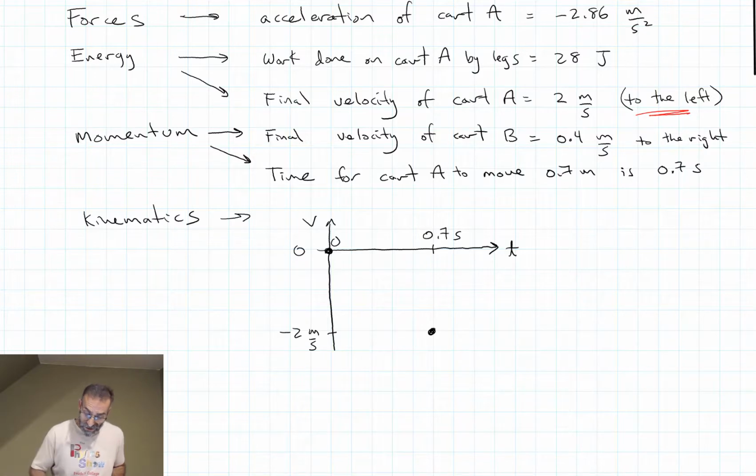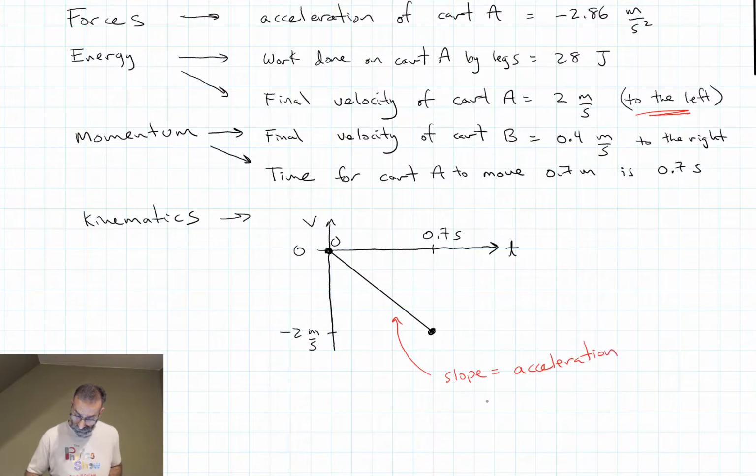And the reason is that the slope of this line is our acceleration. And our acceleration is constant because the force from the legs pushing on the cart was constant. It didn't change. So our acceleration is constant. So anywhere we look, if we look at t equals 0.1 seconds, t equals 0.2 seconds, t equals 0.3 seconds, any of those places, the slope of the line has to be the same. And that means it's a straight line.